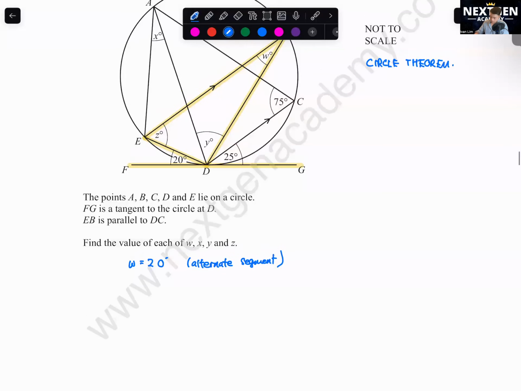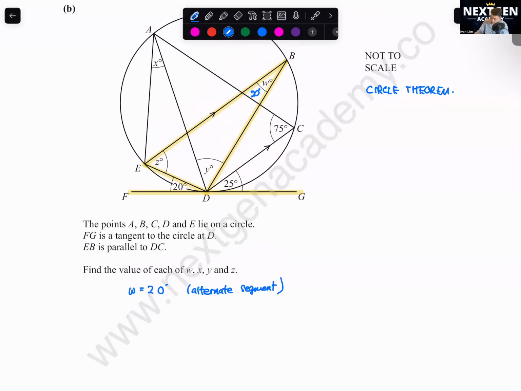Okay, second one. Let's label this down first. X. This angle and this angle are the same. W is equal to X. X is equal to W, which is also 20 degrees. What's the reason? You all look into the cheat sheet that I gave you. Angle in same segment. Okay, this is 20 degrees.